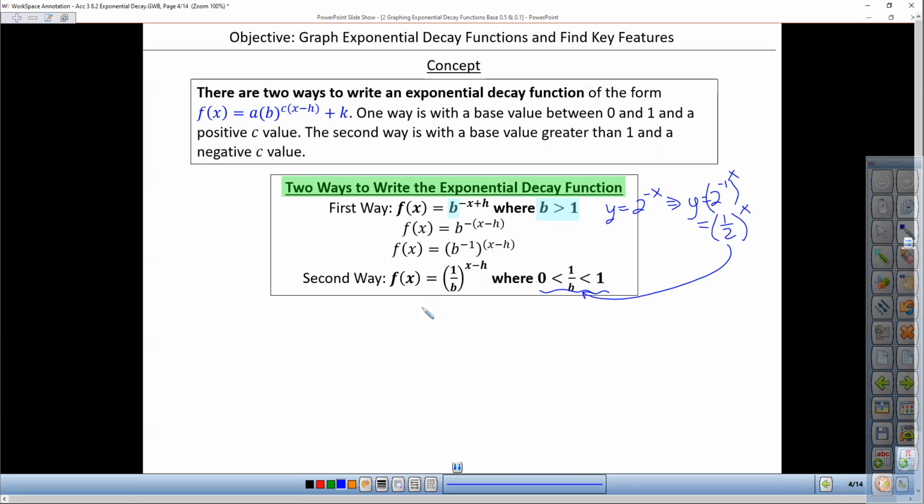So we have to be on the lookout for that. We can't just look at the base value. We also have to consider, is x positive or negative? Because if it's negative, then this number is actually its reciprocal for the base. So if you have like 1/2 to a positive x, then you've got decay also. So this is one way to write this decay function, and this is the other way to write this decay function, 2 to the negative x and 1/2 to the positive x.